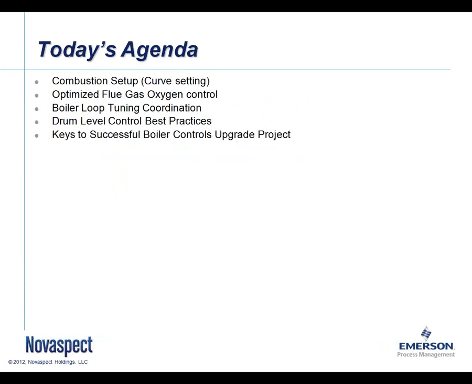You can see today's agenda. We're going to talk about combustion curves and combustion setup, and then we're going to go through optimizing your flue gas oxygen control, and then we're going to review loop tuning and how you can coordinate loop tuning. And then Kurt's going to come back and talk a little bit about drum level control and best practices there. And then ultimately we'll go over keys to a successful boiler controls upgrade project.